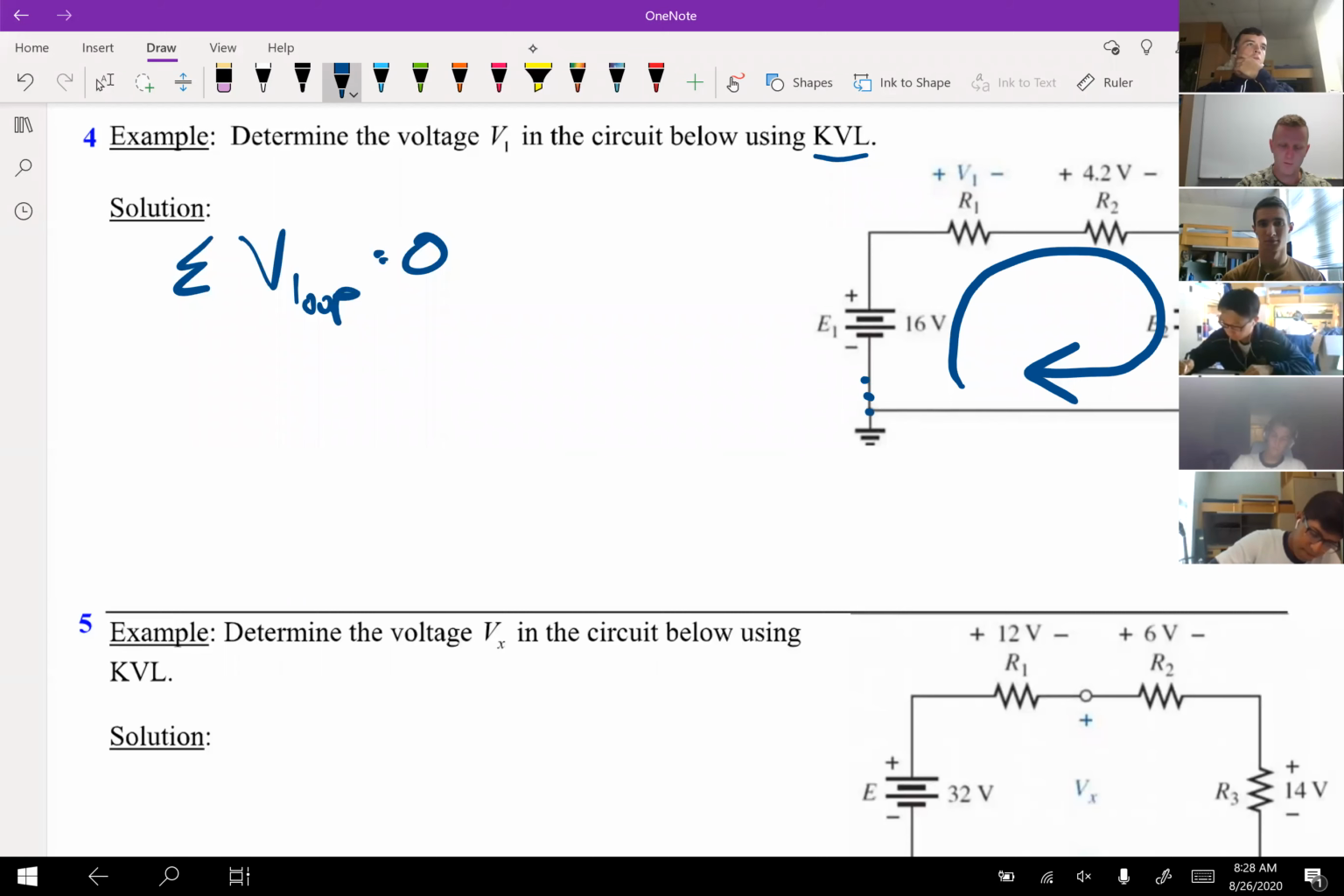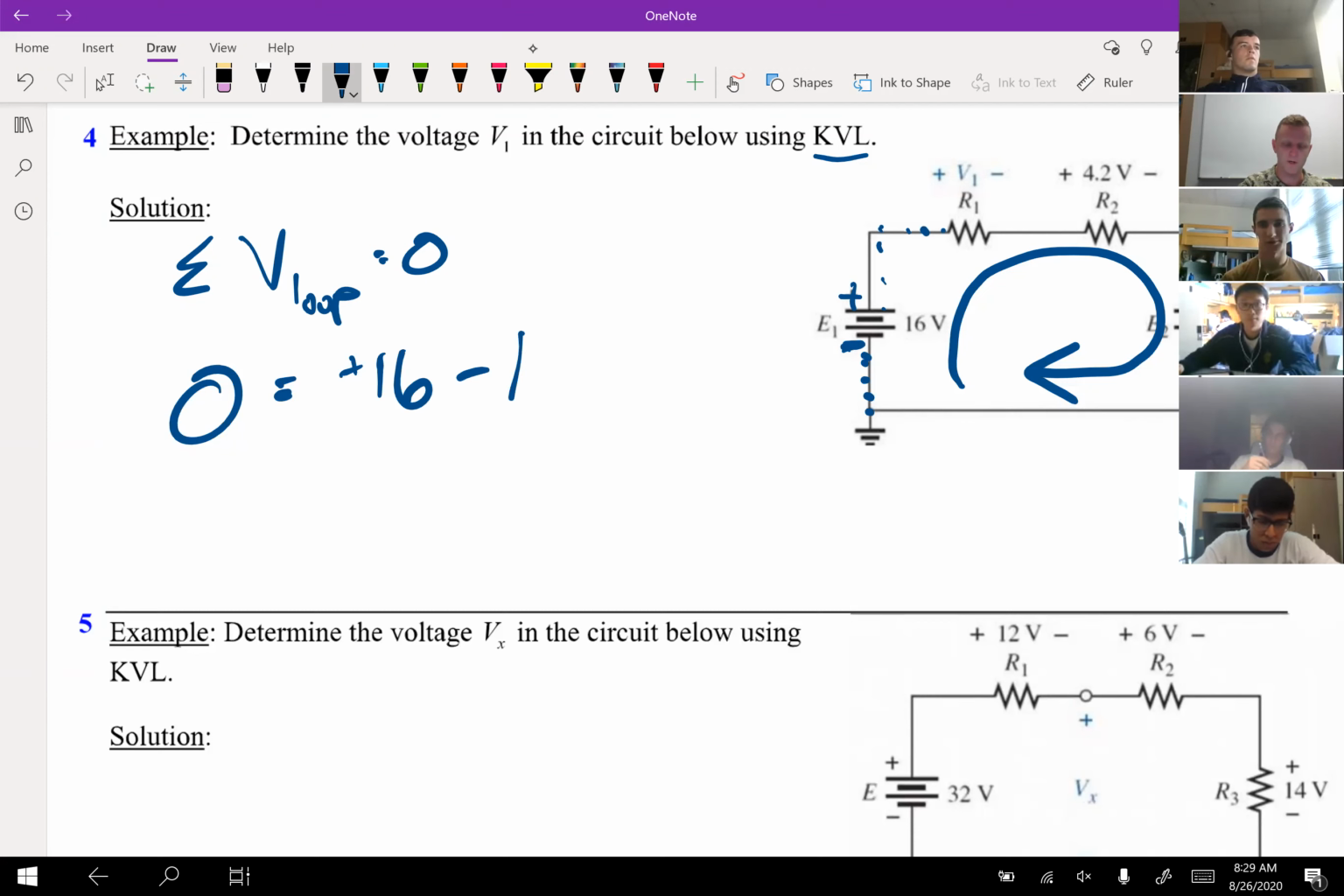So if I'm ticking up, first thing I hit is a rise, right? From negative to positive. So I'm putting all my rises and drops, and I'm going to put 0 on one side. This one's positive 16 because I went up from the low side to the high side. So I'm writing my rises as positives, then it keeps going. And then I encounter a resistor. Well, I know this one's going to be a drop because I'm following this direction. So that is V1. That's my unknown.